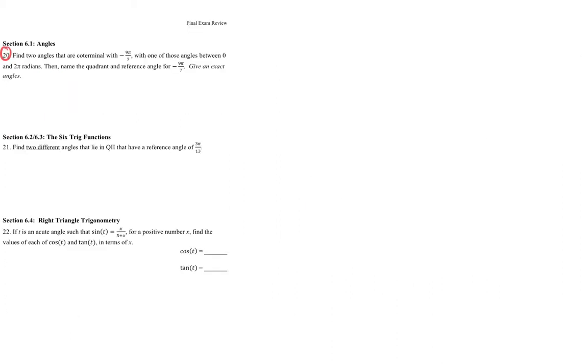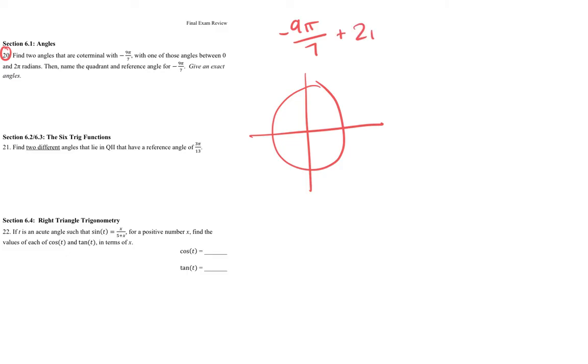Okay, so it's asking us to find two angles that are coterminal with negative 9 pi over 7, one of those angles being between 0 and 2 pi. So remember, angles that are coterminal are angles that are on the same spot on the unit circle. So we're just going to add 2 pi to this and see where it gets us. If we add 2 pi, that's going to end up being 5 pi over 7, which is sitting somewhere around here.